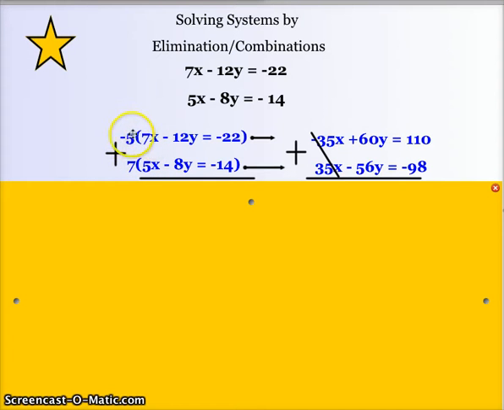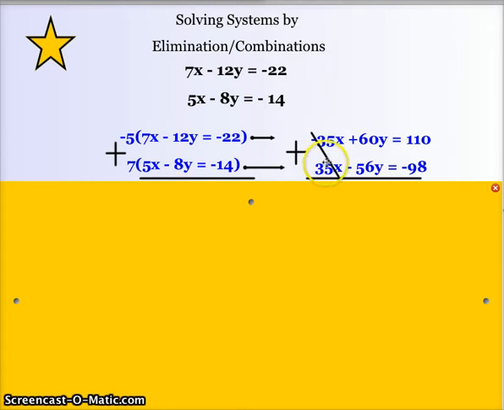But whatever I do to one part of my equation, I have to keep balanced all across. So if I multiply the entire top equation by negative 5, I get negative 35x plus 60y equals positive 110. On the bottom, if I multiply my entire second equation by 7, I get 35x minus 56y equals negative 98. Now I'm ready to cancel out.